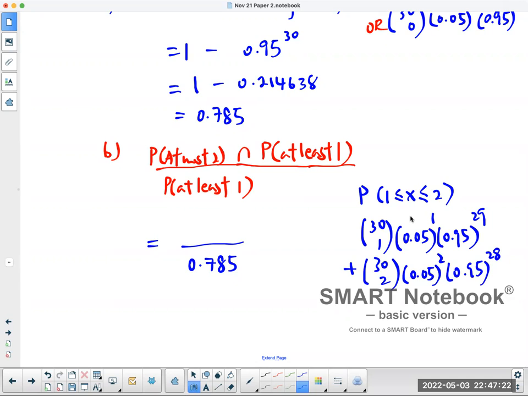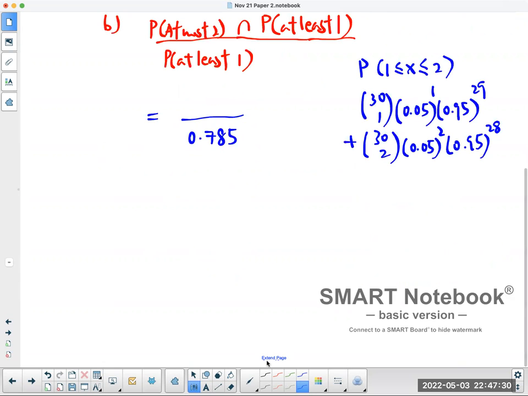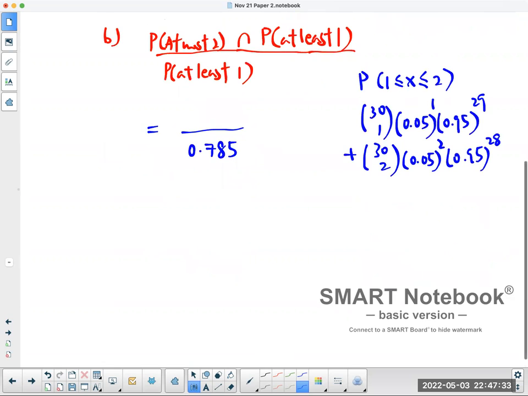Another way of dealing with this question would be using the functions on the calculator, the binom probability, binom CDF. So if you do binom CDF, then you have number of trials, which is 30, the probability, which is 0.05, it's at most 2. Okay. If you do that on the calculator, it's going to give you 0.812178. Now, but that includes 0, 1, and 2.